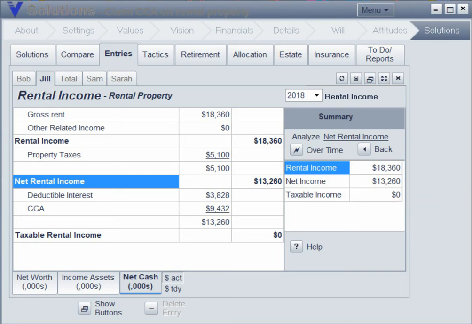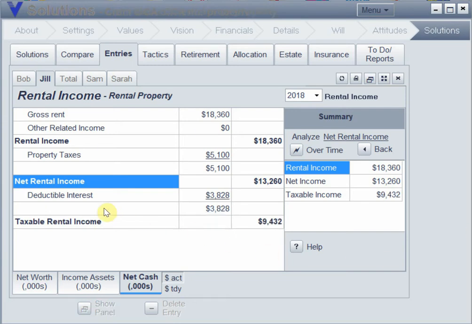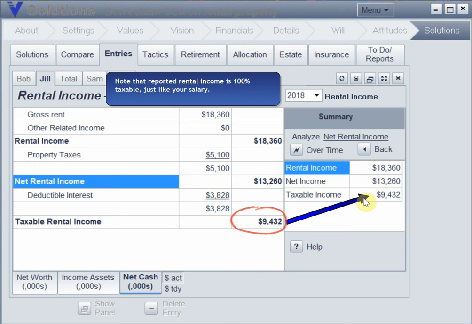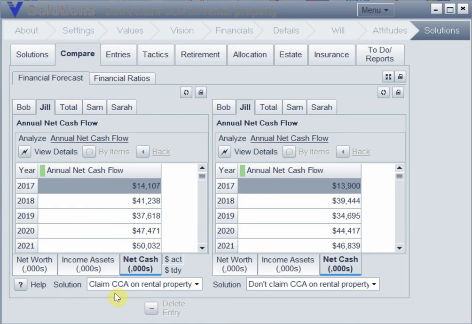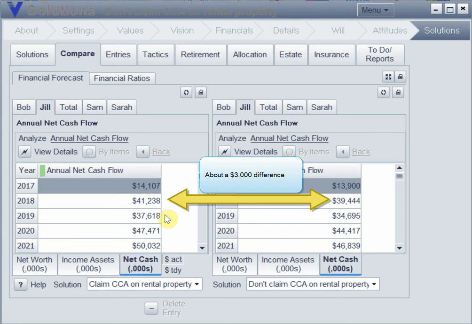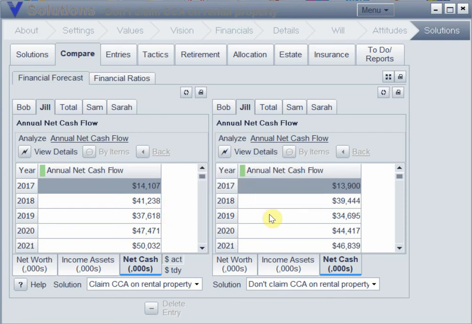So let's take a look and see what happens if she didn't deduct the CCA. So we can see here there's no capital cost allowance for the deduction. So Jill has to report on her tax return that she's earned about $9,432 in rental income. And when we compare the two, claiming the capital cost allowance and not claiming it, we can see that when we look at Jill's cash flow, there's about a $3,000 difference between claiming it and not claiming it. So everything looks pretty good.